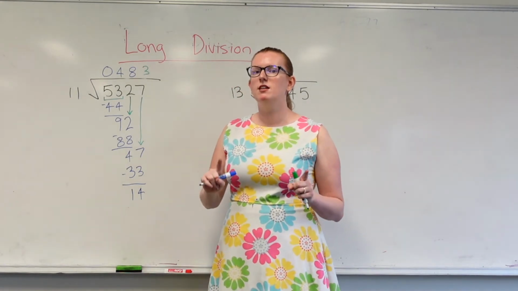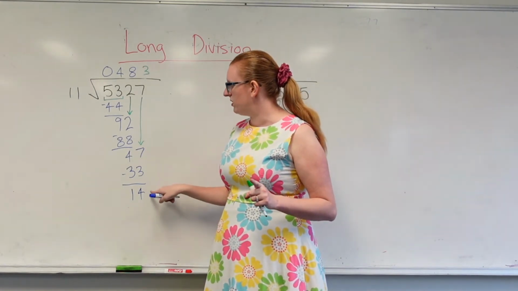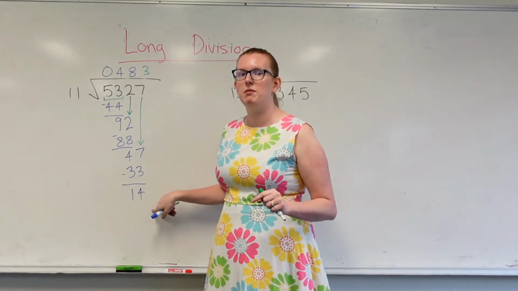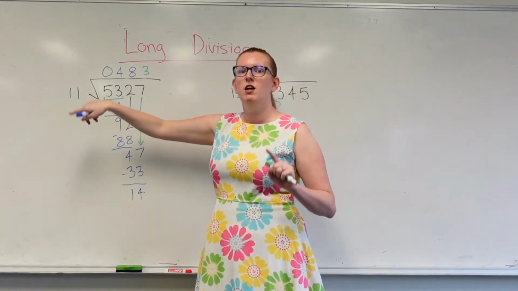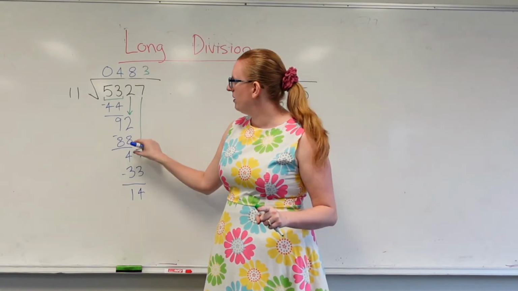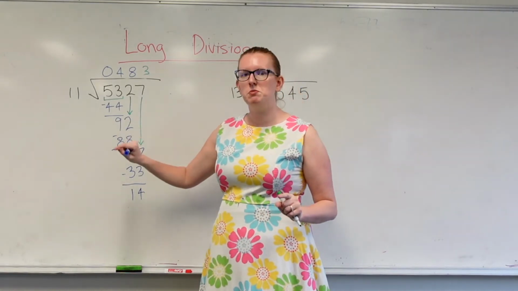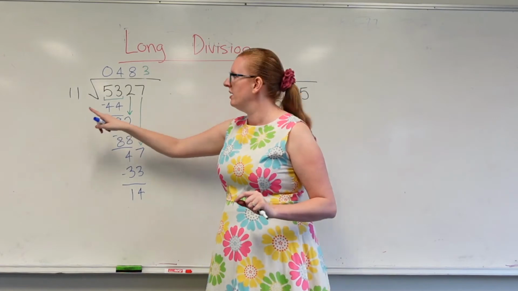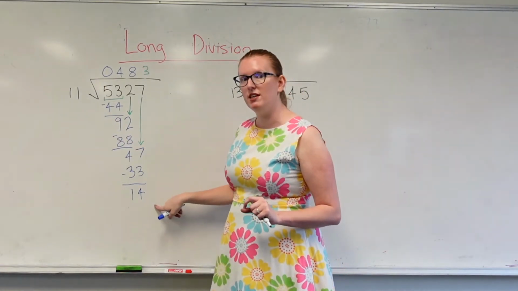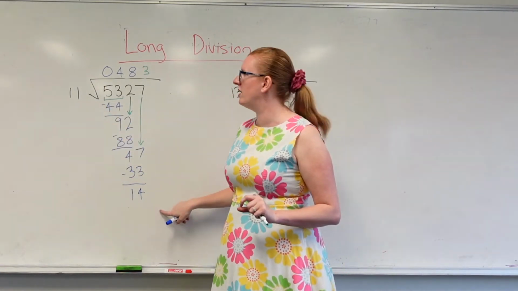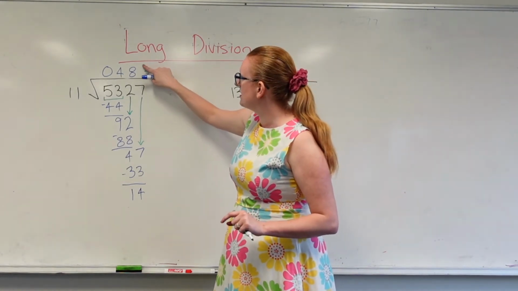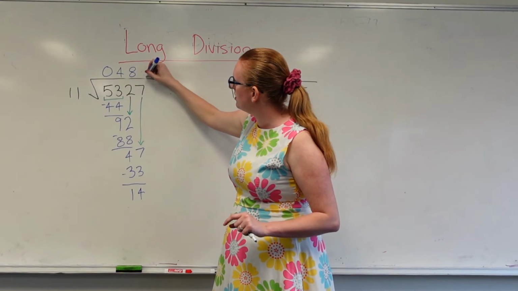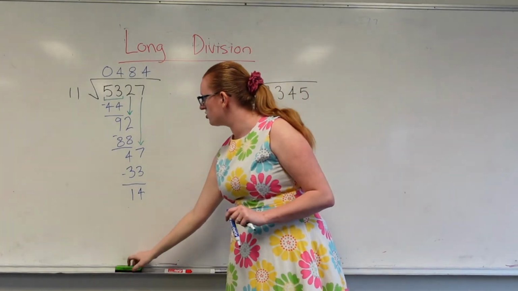So I know I've done something wrong because I actually have enough left over to take out another 11, because 14 is higher than 11. So you know you're doing it right if you end up with remainders that are smaller than the number you're dividing by. If you get a remainder that's bigger than the thing you're dividing by, you can actually take out more. So in actual fact, this is going to end up being a 4 instead of a 3. So let's try that bit again.